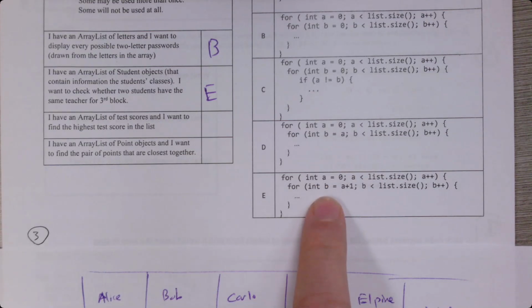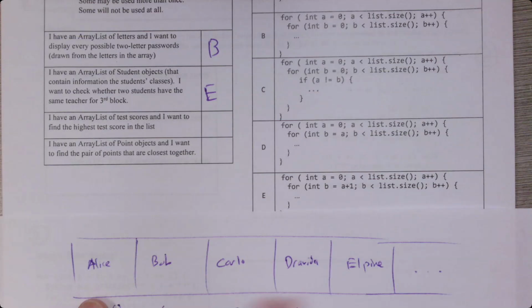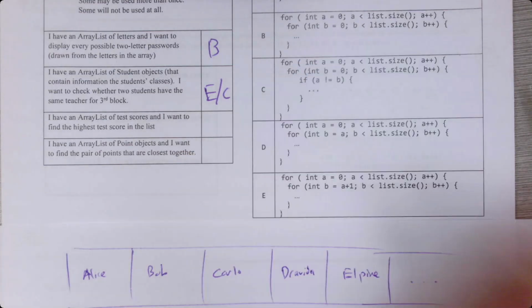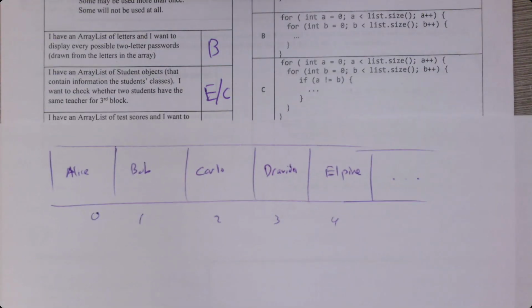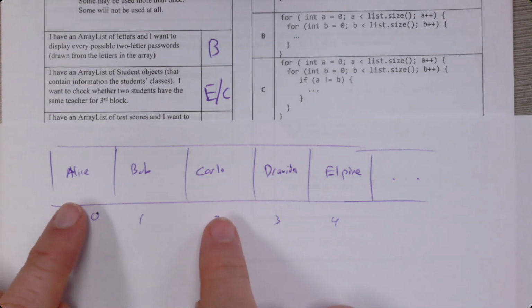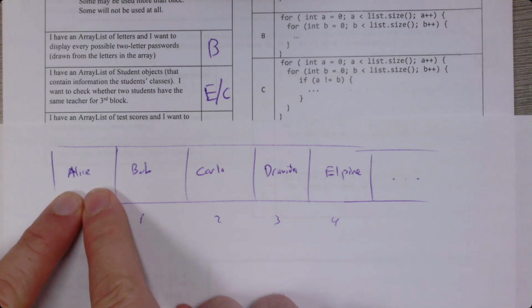I have a student, the other students that it checks with are only students that are to the right of the first student in the array. And that's definitely going to get all pairs exactly once. C could also be an answer, but it's a little bit less preferred, and here's why. For C, I would be doing this. I'd say, okay, A and B are both 0, so I'm checking Alice with Alice.